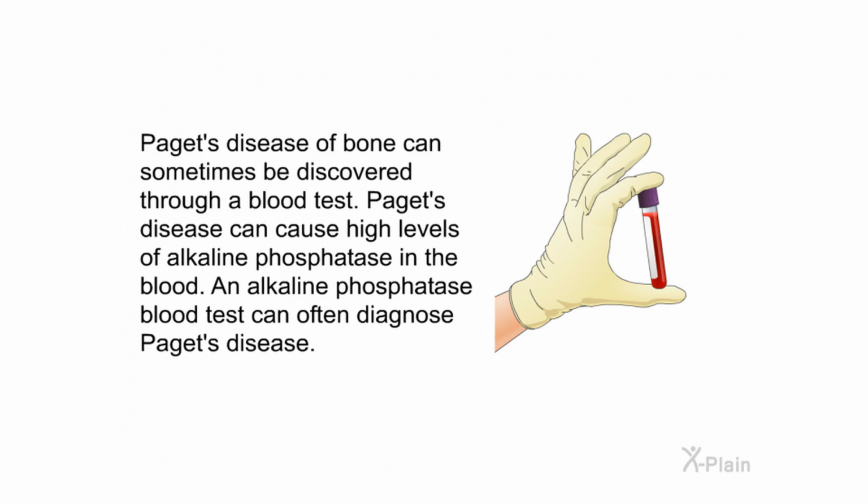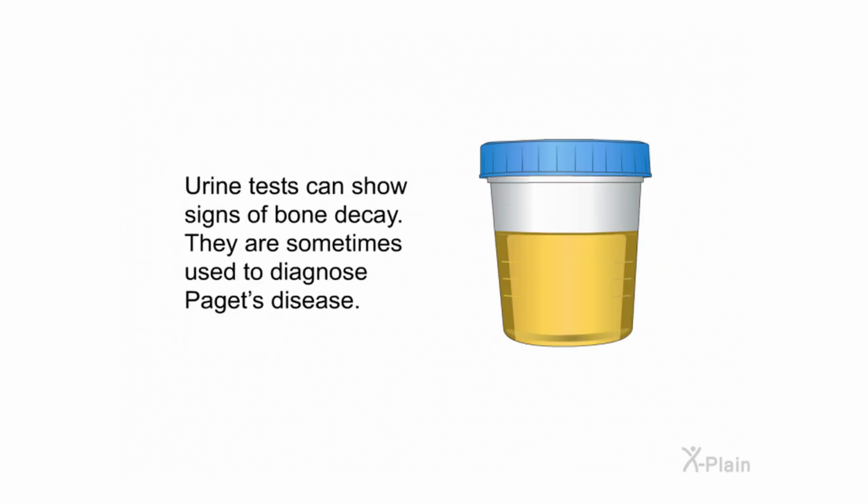Paget's disease of bone can sometimes be discovered through a blood test. Paget's disease can cause high levels of alkaline phosphatase in the blood. An alkaline phosphatase blood test can often diagnose Paget's disease. Urine tests can show signs of bone decay. They are sometimes used to diagnose Paget's disease.